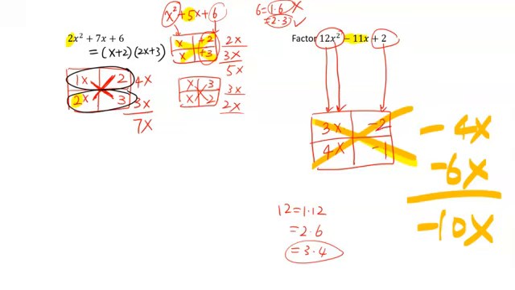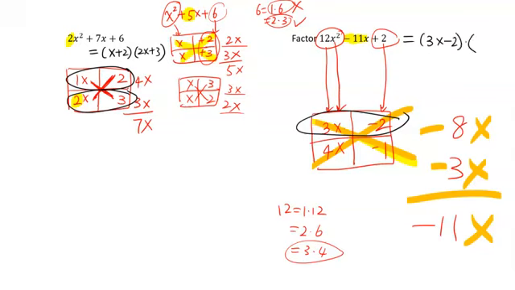So cross multiply, that gives me negative 3x, and the other diagonal is negative 8x. So combining them, it does give us negative 11x. So that tells me the correct answer. So I got all the correct pairs. So the first one is 3x minus 2 times 4x minus 1. All right, and let's look at 2 more examples here.